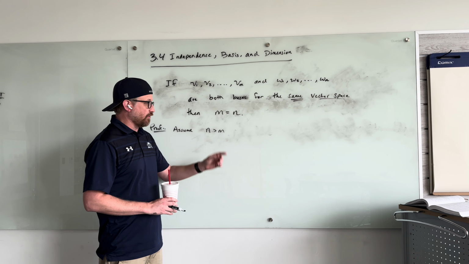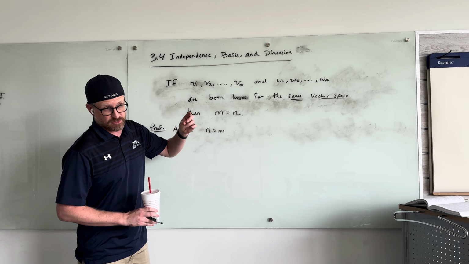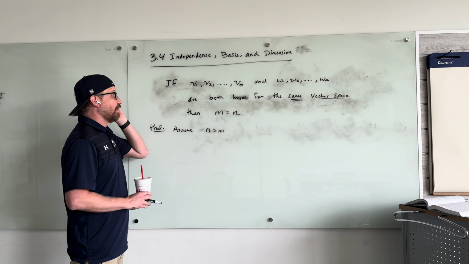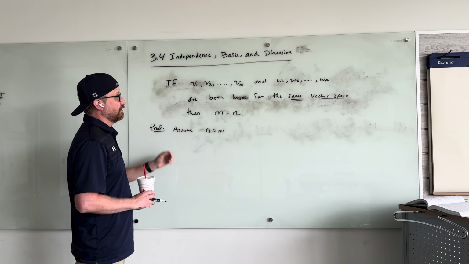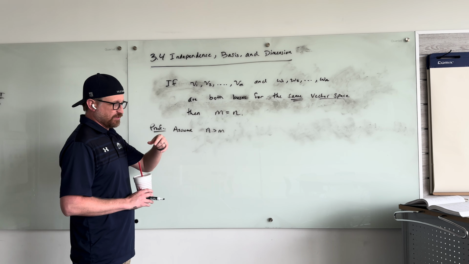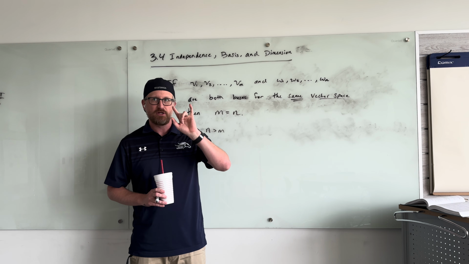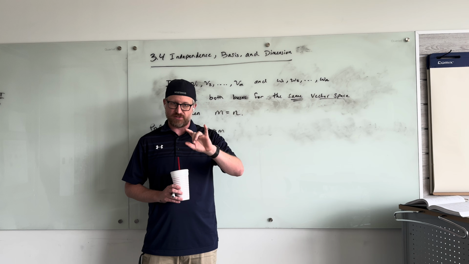All right, in our last primary video for this section in the textbook, 3.4, independence, bases, and dimension. The last lesson left off with the statement that if you have two bases for a subspace, the two bases have to have the same number of vectors.